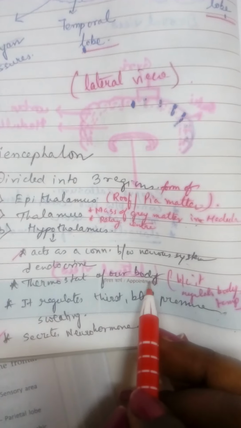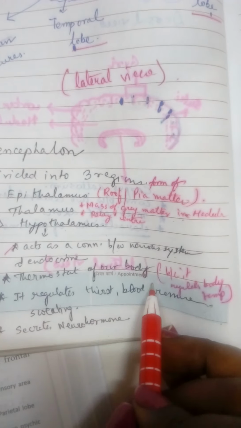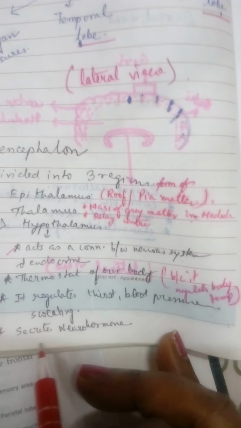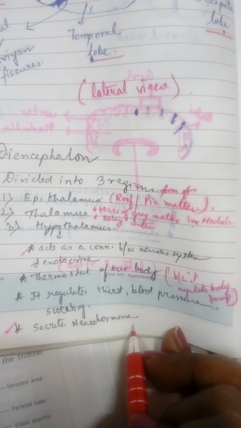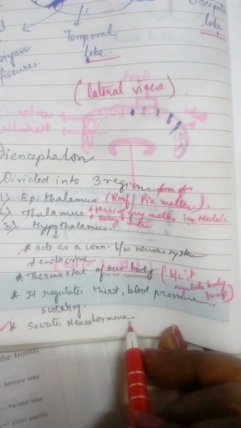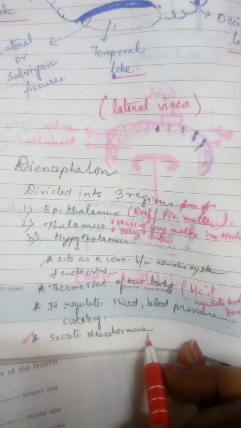Not only that, it controls the body temperature, it regulates thirst, blood pressure, sweating, everything is controlled by this hypothalamus. And it secretes neurohormones, the hormones which are being secreted by the pituitary gland. The pituitary hormones are being secreted from where? From this hypothalamus. So this hypothalamus plays a very important role.